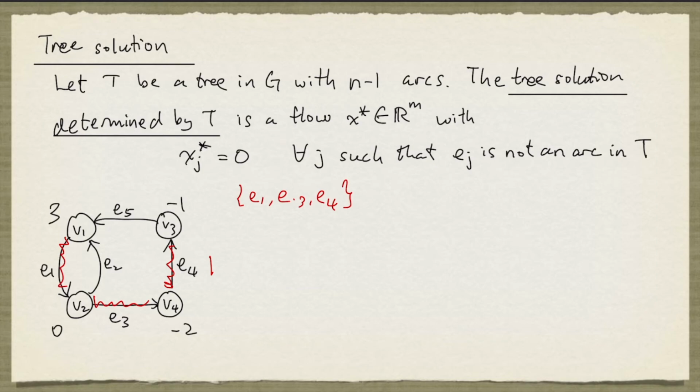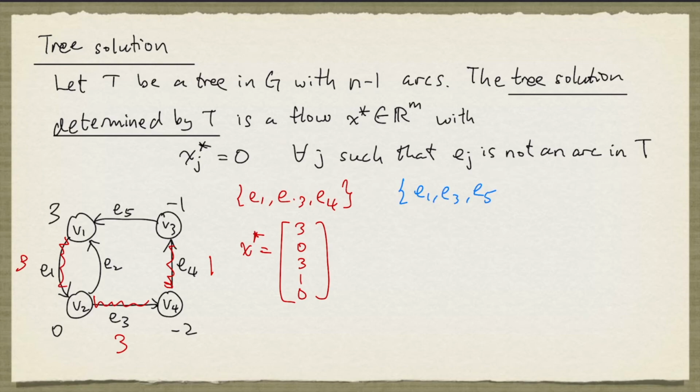Once we have that, we see that E3 must have flow value 3. And we can now finish off by setting the flow value on the arc E1 to 3 as well. So here, the tree solution determined by this tree is 3, 0, 3, 1, 0. Let's look at another tree. This time we're going to consider E1, E3, and E5.